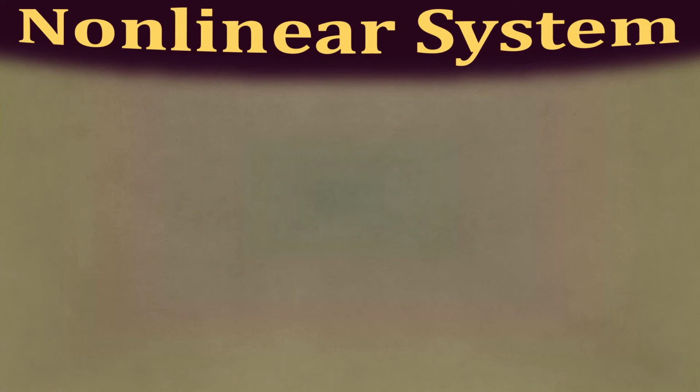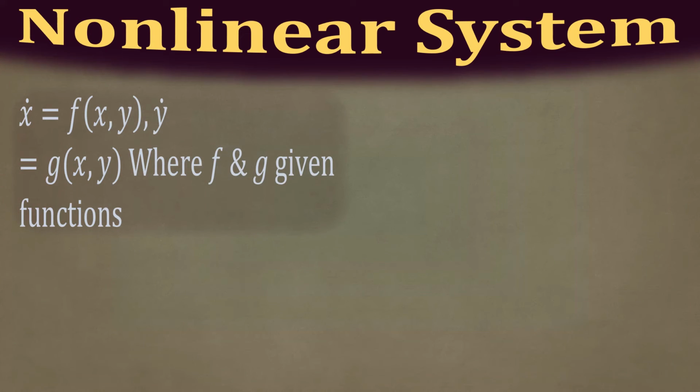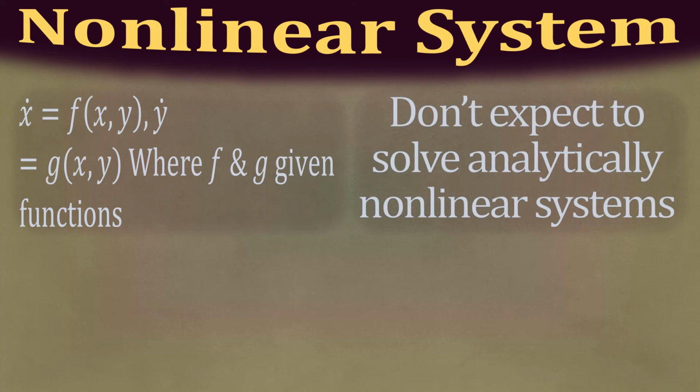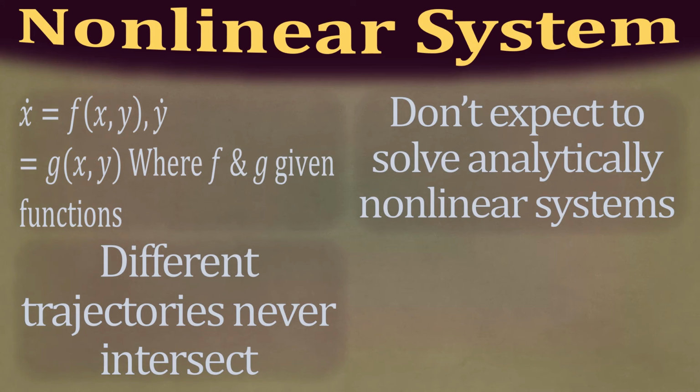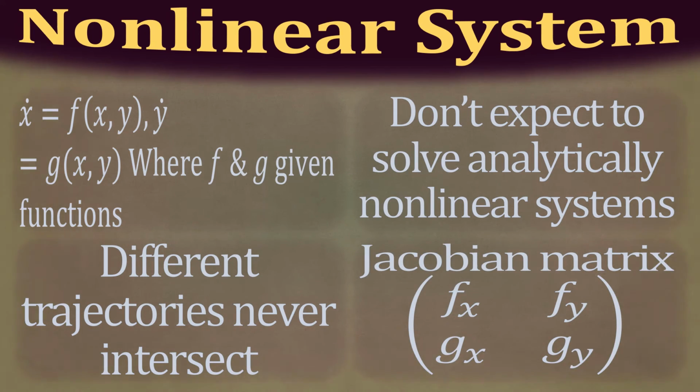Then, let's discuss nonlinear systems. We now consider x dot equals f of x, y, and y dot equals g of x, y, where f and g are given functions. We don't expect to solve nonlinear systems analytically. However, different trajectories never intersect. Note that the Jacobian matrix is fx, fy, gx, gy, where fx means the partial derivative of f with respect to x, fy means the partial derivative of f with respect to y, and similarly for g.